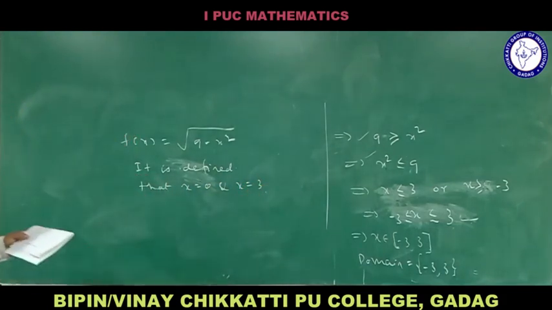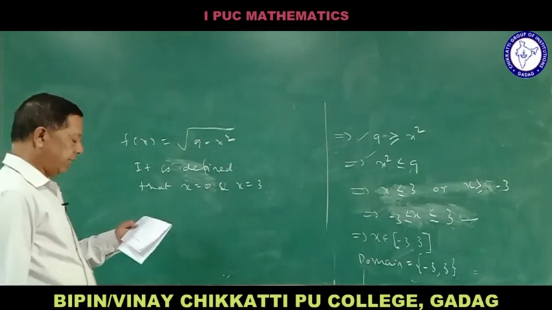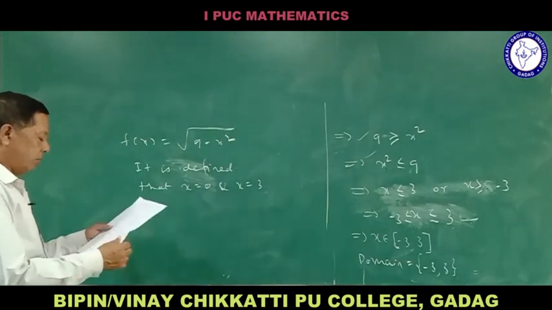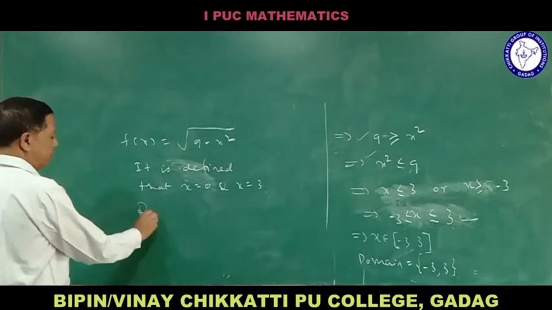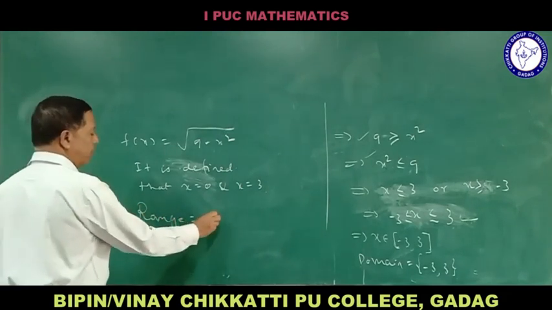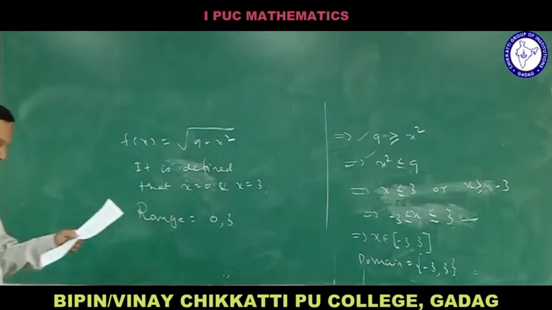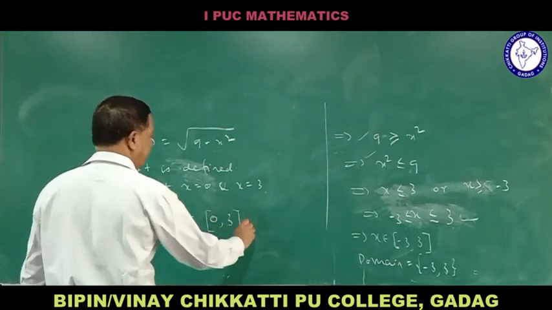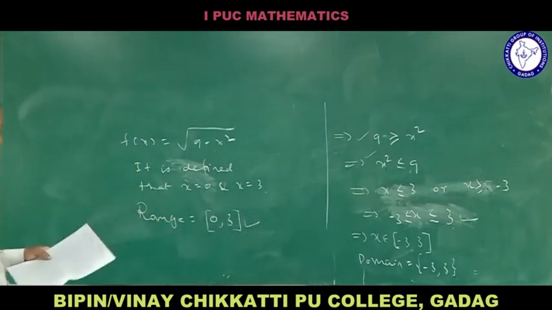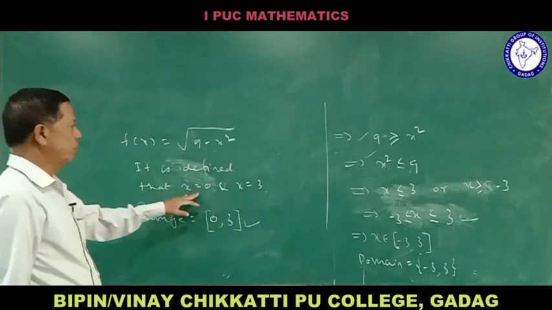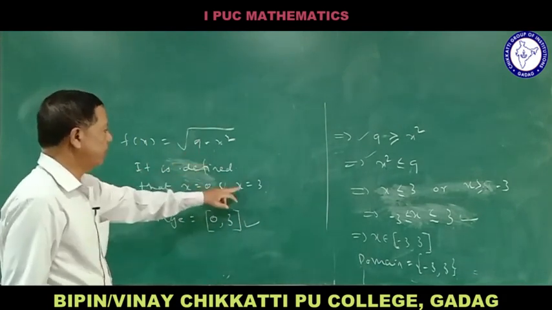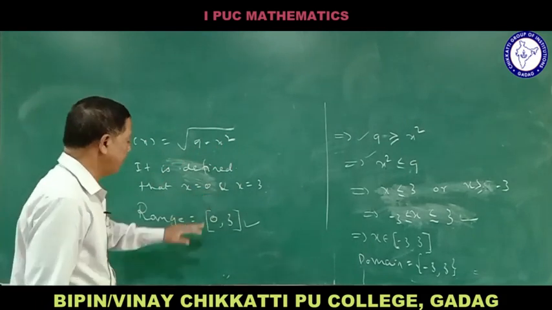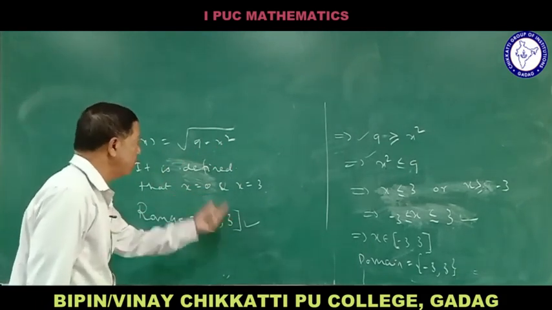So now you have to go for writing the result, particularly that range. When you are writing that, it should be 0 and 3. So you can tell that the range of the function is 0, 3 you can write. Both may be equal, and this is the range. It should be defined in between these 0 and 3.